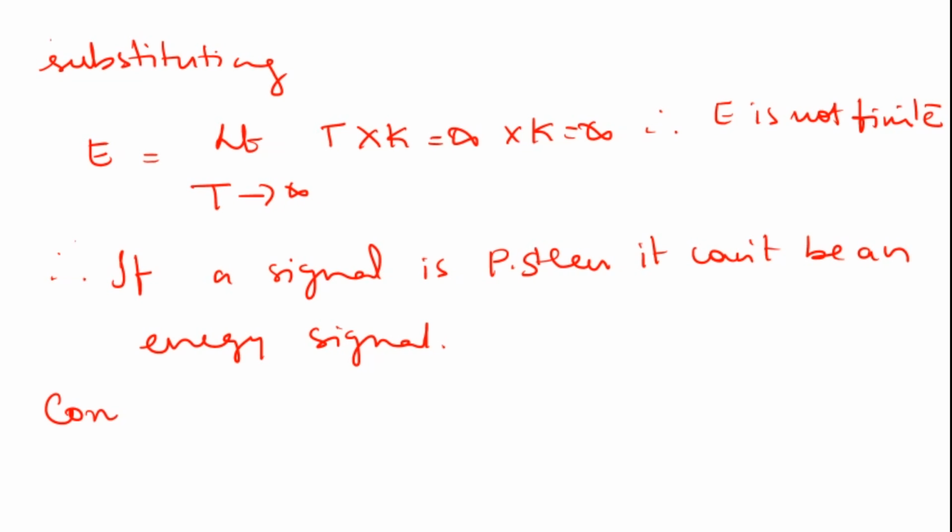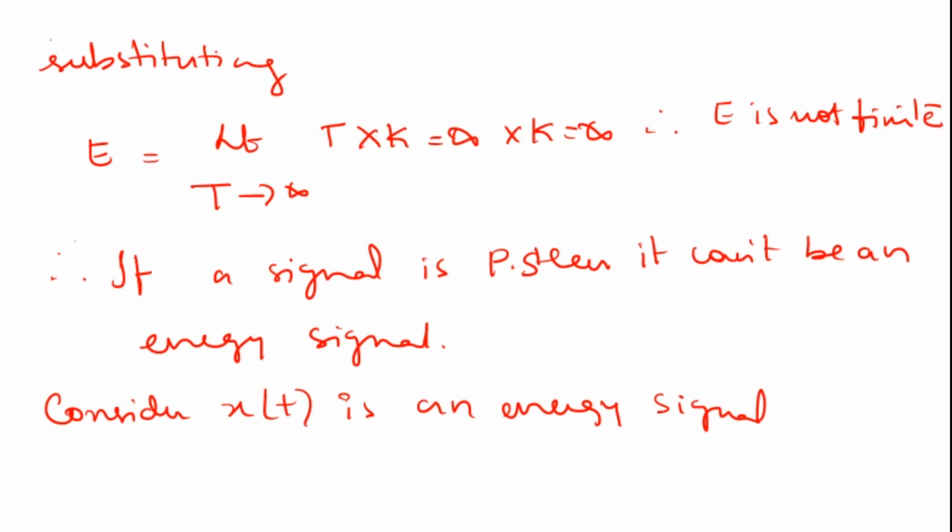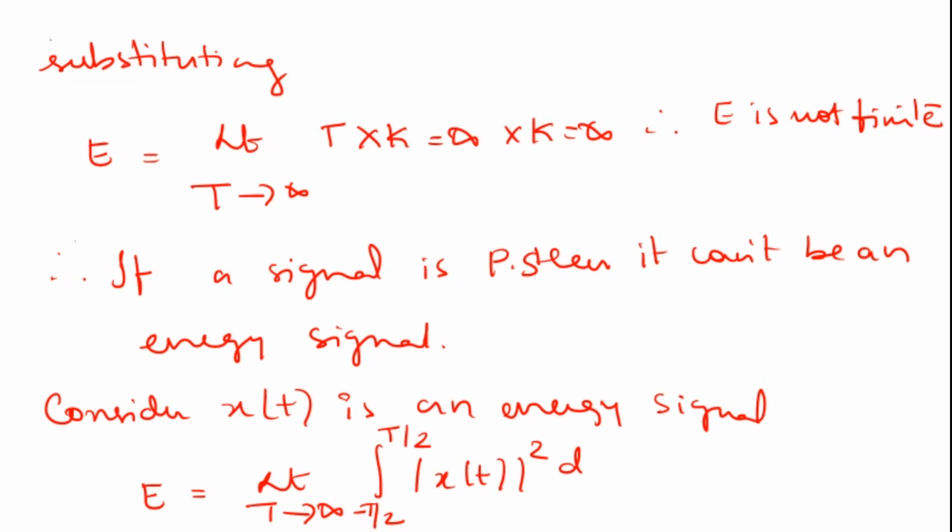Second one, consider x of t is an energy signal, then E is equal to limit T tends to infinity integration minus T by 2 to T by 2 mod of x of t whole square into dt is equal to A, where A is a finite number.